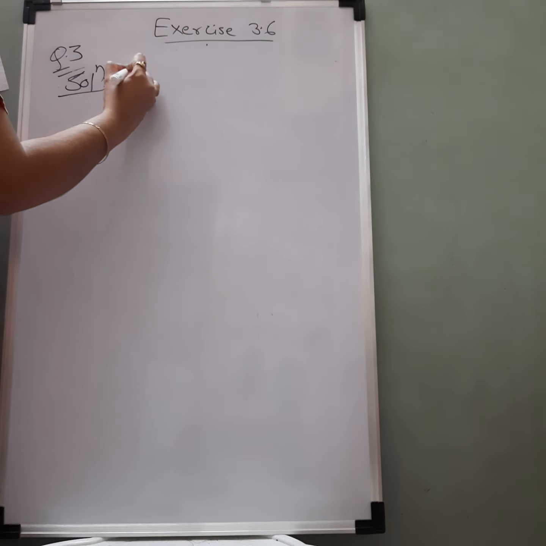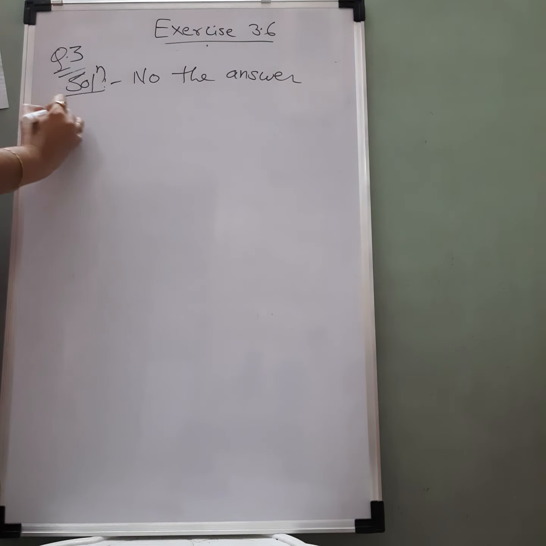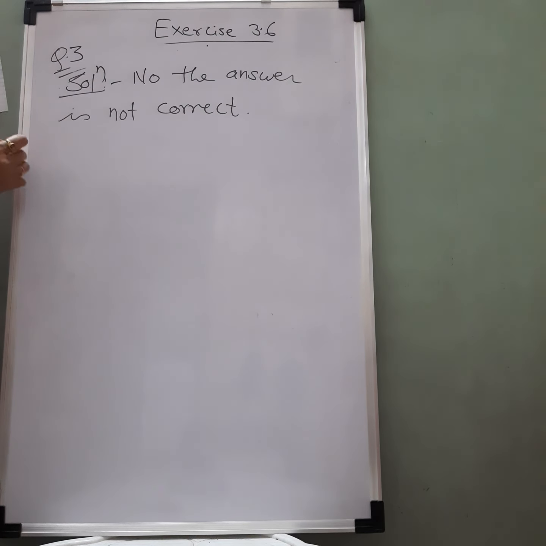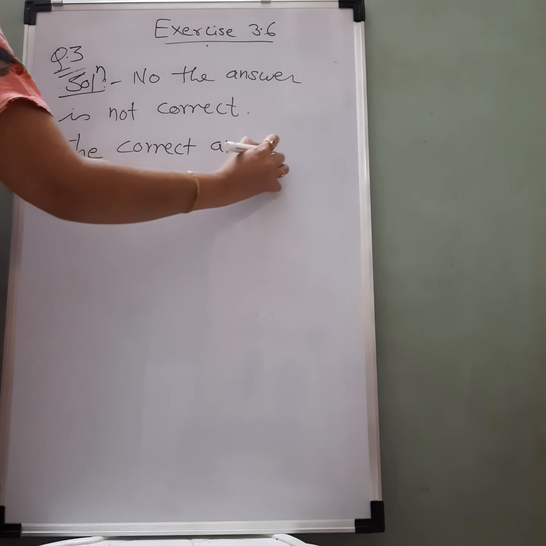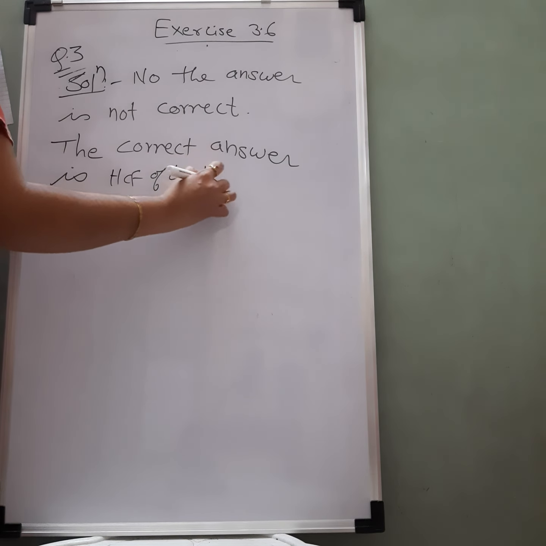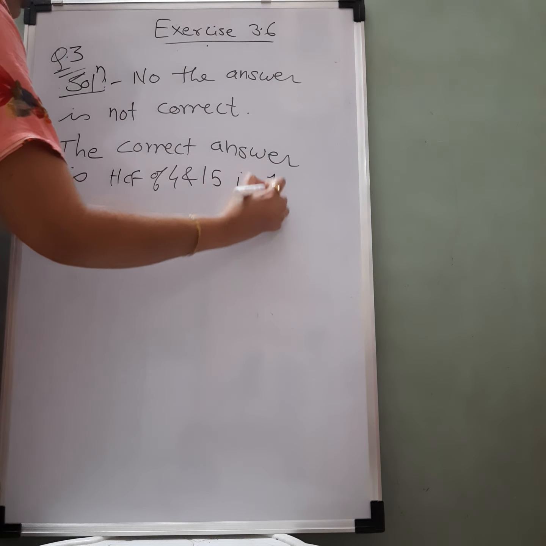So question number 3, solution. No, the answer is not correct, and the correct answer is, HCF of 4 and 15 is 1.